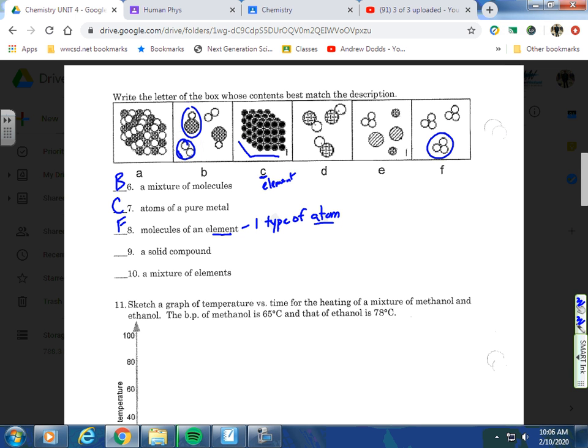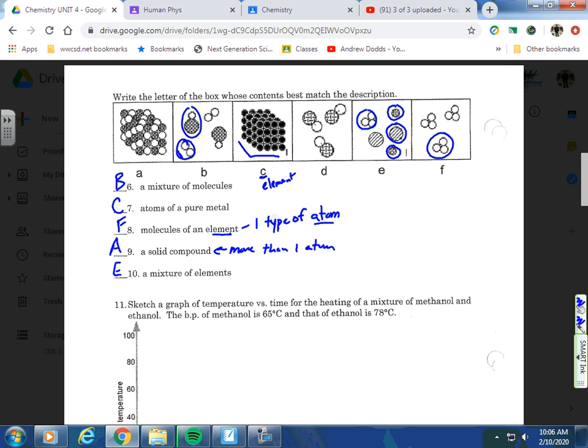Number 9, a solid compound. So compounds are also pure substances, but more than one type of atom. That's going to be A. And number 10, a mixture of elements. So this piece has all the same atoms. That's an element. This is just one atom, so that's an element. Same element there. Another element. So that's a mixture of elements. 10 is E.